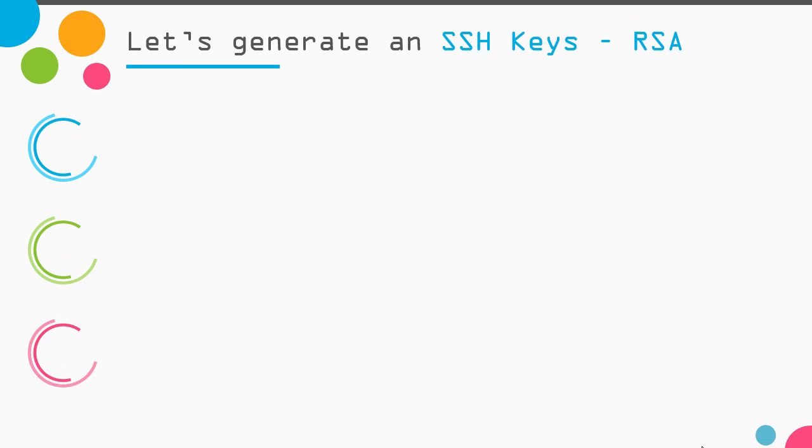Hey there, welcome to the lecture on SSH key generation. We can use two types of keys, RSA and DSA. Both of them are key generation algorithms.